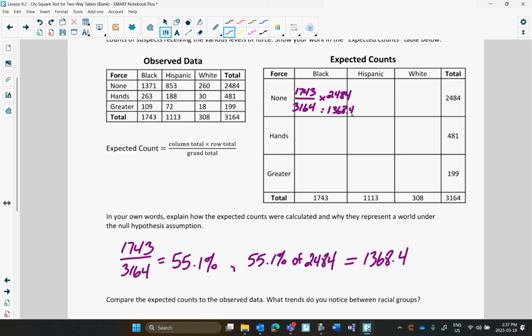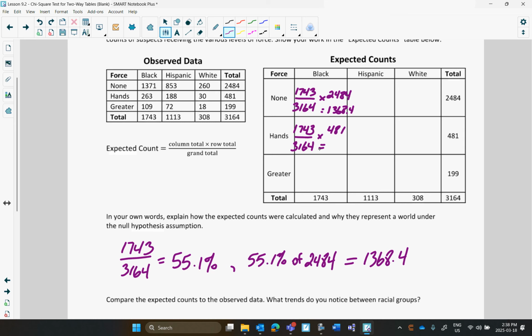I'm just going to give you the answers to most of them. But for this next column, we would do the total percentage of Black people stopped, which was this. The total number that had some force or hands is 481, so that's what I multiply it by.